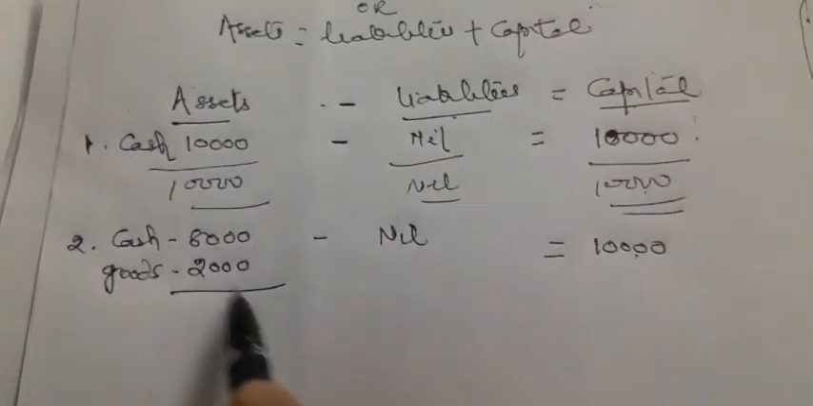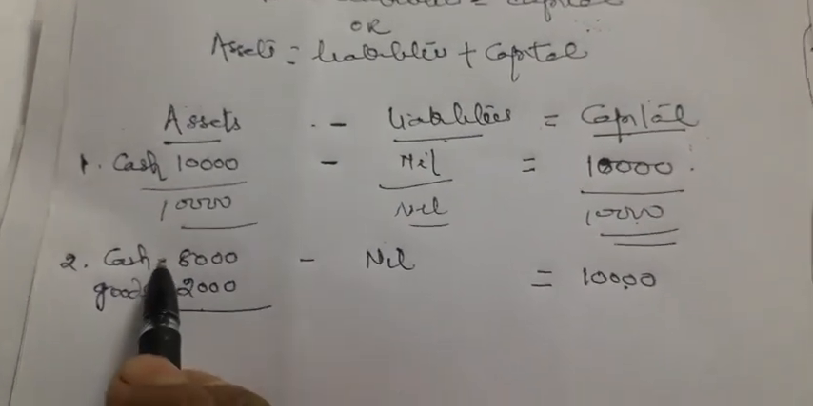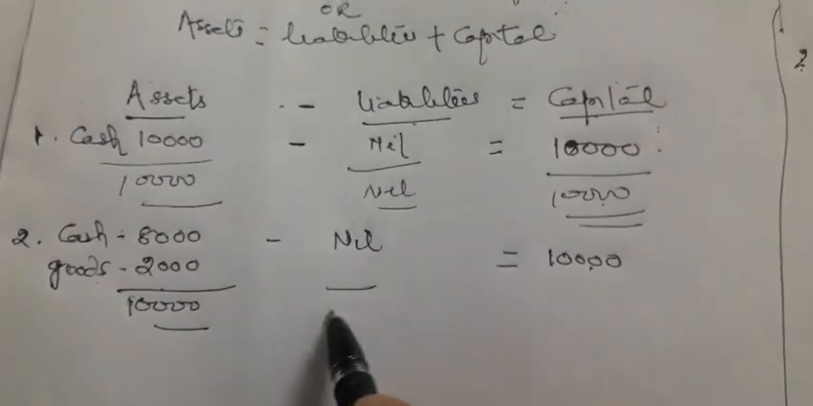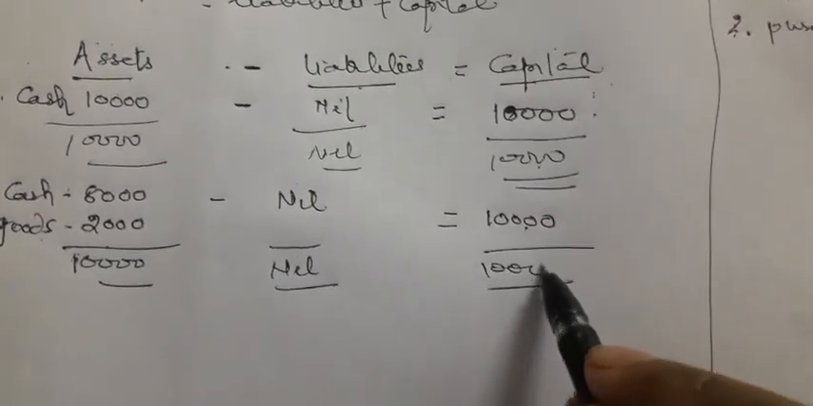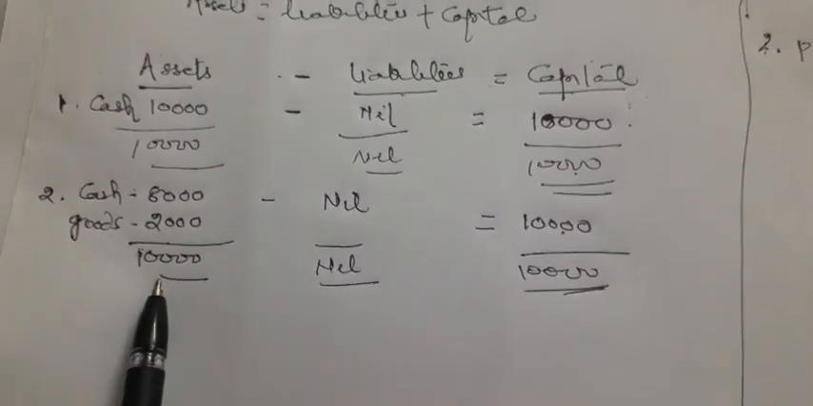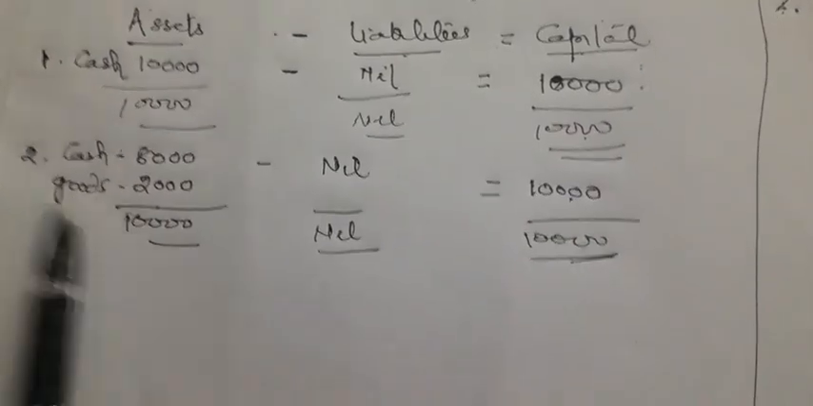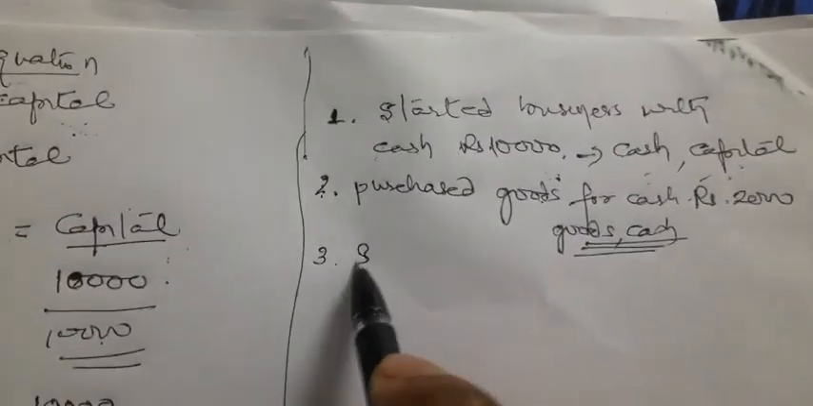Now we can total it. Now our assets are cash and goods, we have two assets. So total assets come to 10,000. There is no liability and there is no change in the capital. So the new equation comes to 10,000 minus nil is equal to 10,000. Again, the left hand side is equal to the right hand side. That means we have followed the dual aspect principle. Now number 3, sold goods for cash.